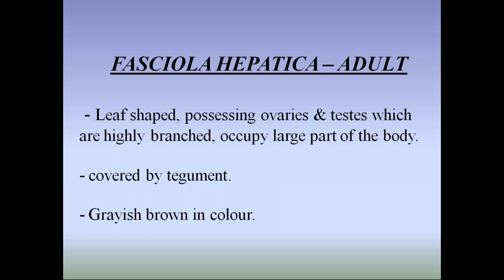Coming to the adult worm, what is the adult worm? Today we are going to discuss the adult worm of Fasciola hepatica. It is a leaf-shaped Fasciola worm. The ovaries and testes are highly branched and occupy a large part of the body. Both male and female reproductive organs are present in the single worm, Fasciola hepatica.